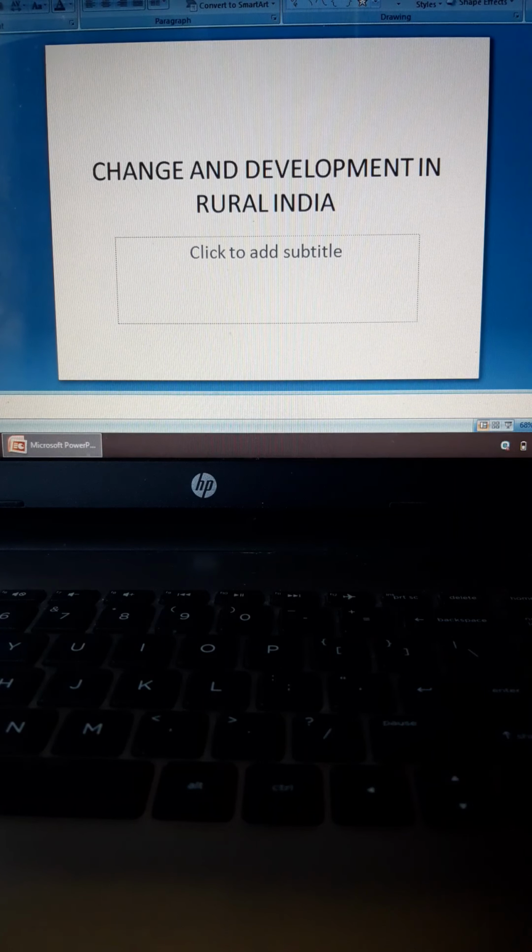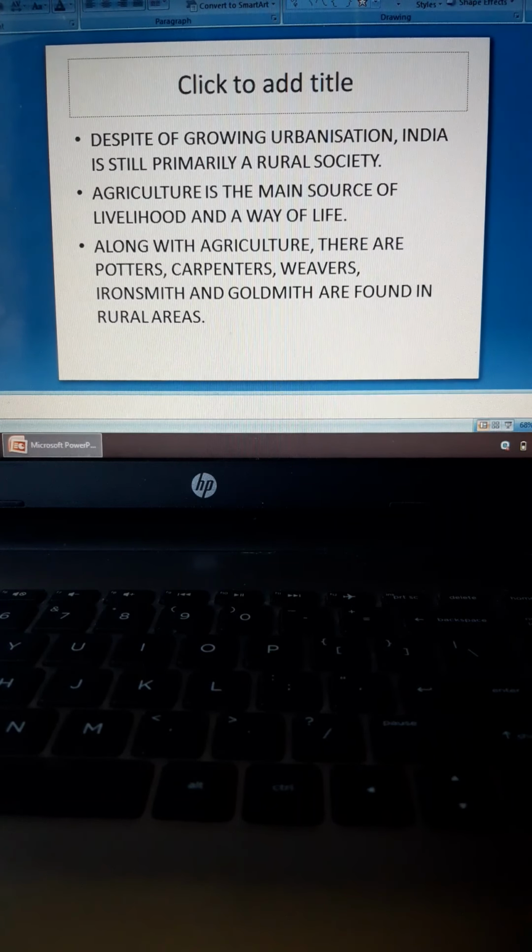Good morning, class 12s. Not much, about 20-30% of the chapters of your second book has been deleted. So today we are going to start with change and development in rural India. This chapter will basically deal with the villages, the rural sector of India.